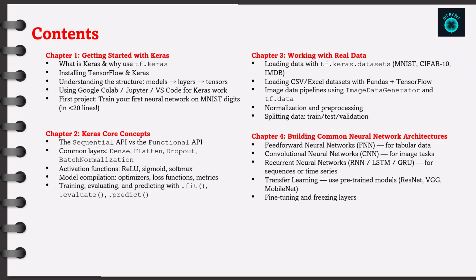In Chapter 2, you'll explore Keras core concepts, sequential and functional APIs, common layers, activation functions, and how to compile, train, and evaluate your models. In Chapter 3, you'll learn to work with real data, loading datasets, preprocessing, normalization, and splitting data properly. In Chapter 4, you'll build real architectures, feed-forward, convolutional, and recurrent neural networks, and master transfer learning with fine-tuning and freezing layers. By the end, you'll be ready to build and train neural networks for real-world projects.